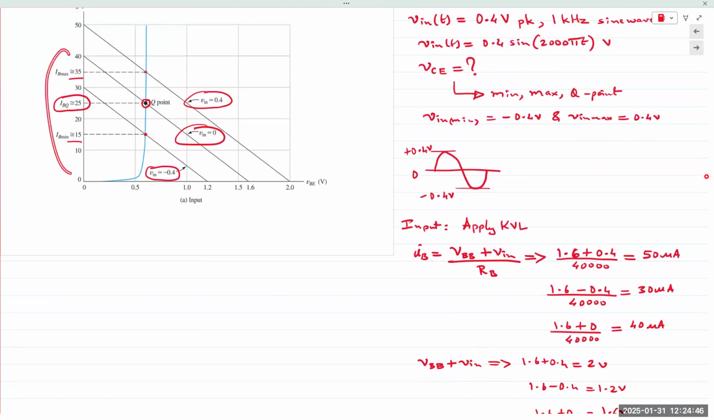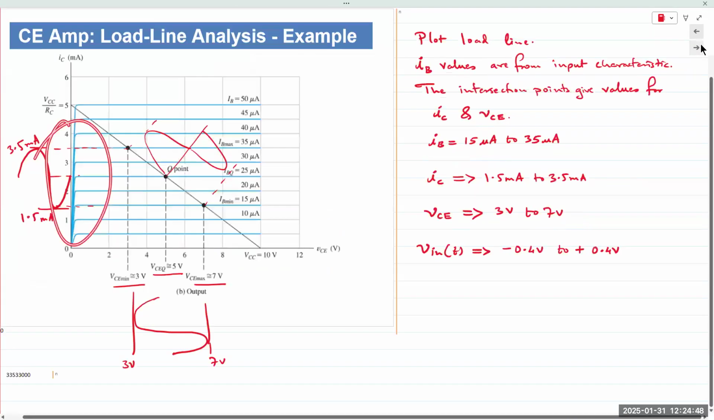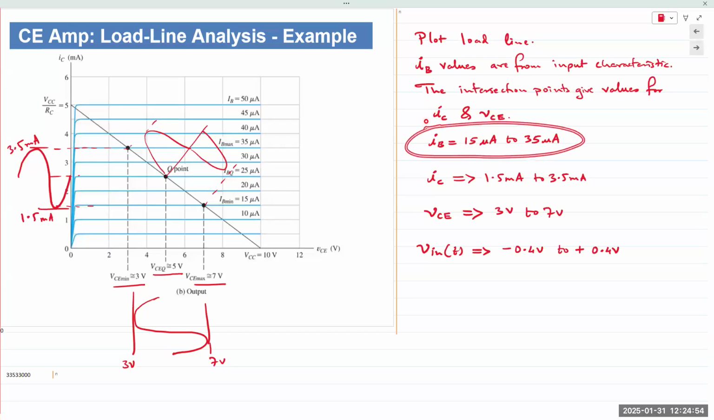Okay, so we have our three values. Let's go to the output side. On the output side, we'll take these values, 15, 25, and 35 microamps, and we will find the characteristic that corresponds to those three values.